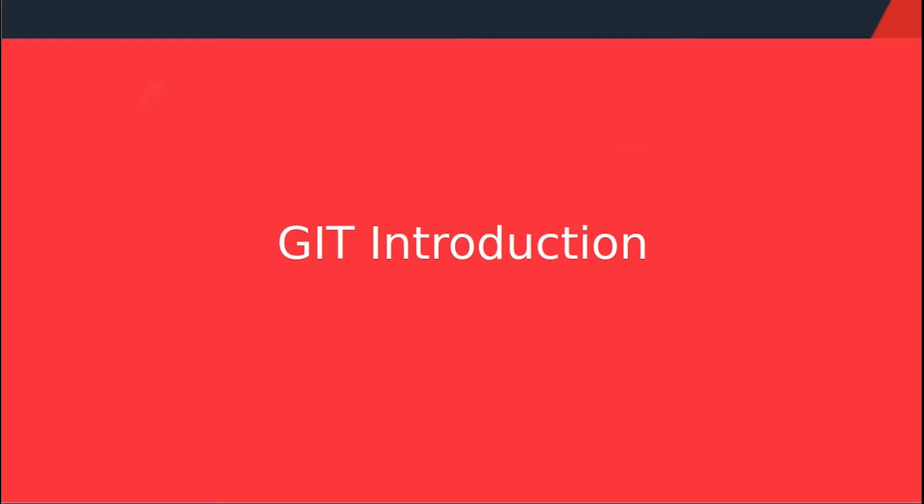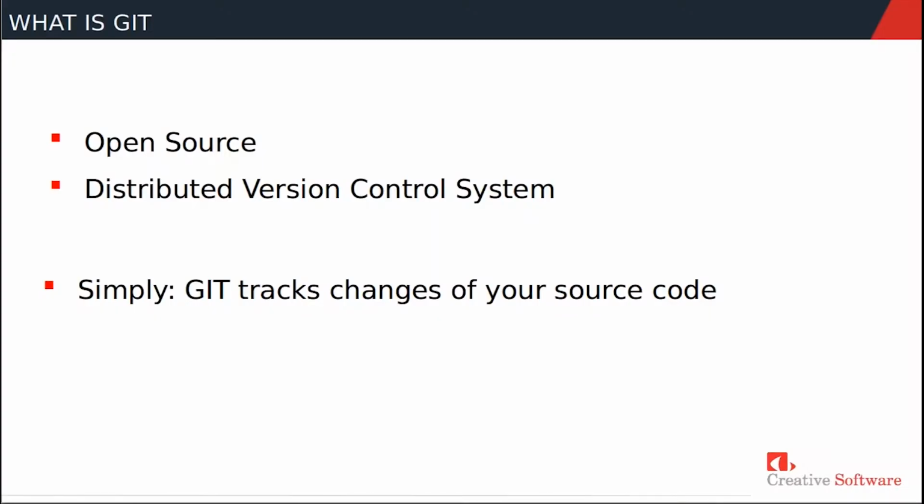Git introduction. What is Git? Git is an open source distributed version control system. Simply, we can say Git is a tool that tracks the changes of your source code, which makes life so much easier. So we are going to discuss that.